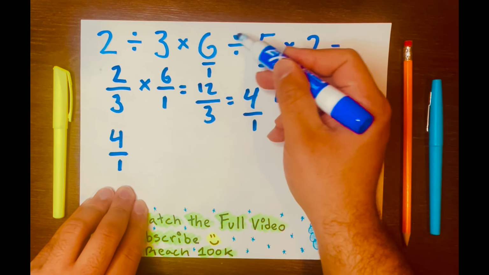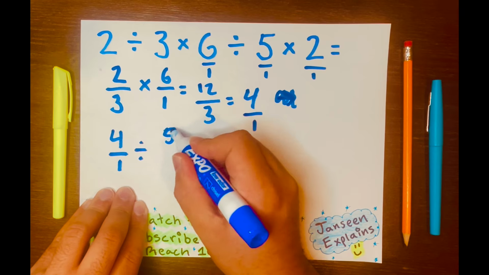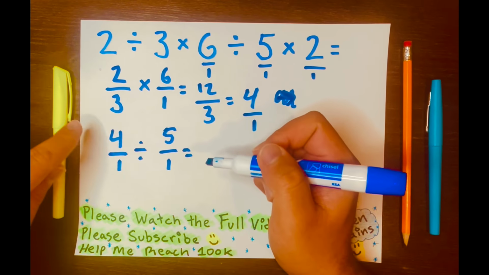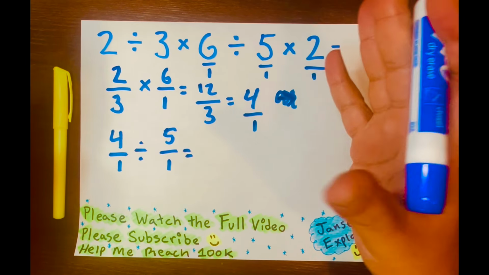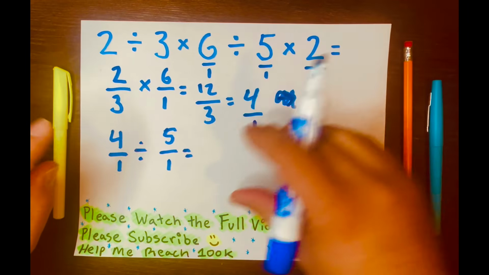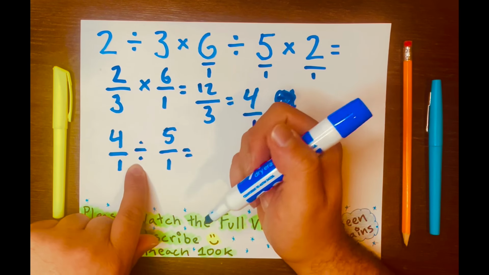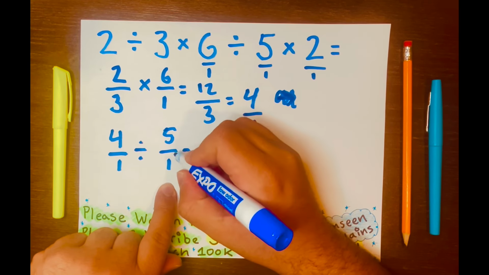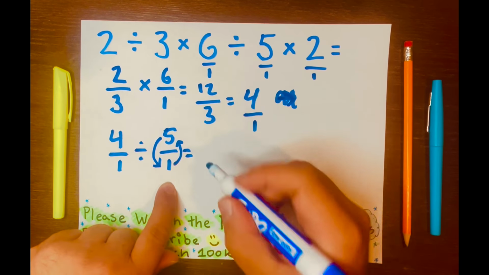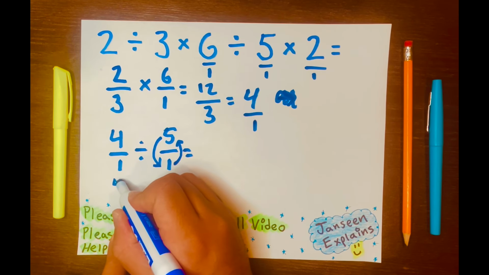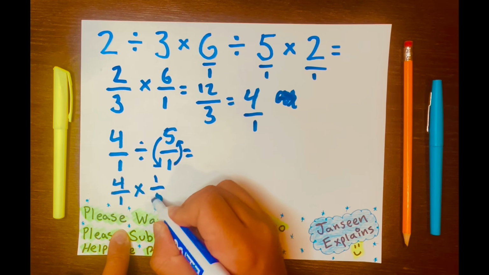And then let's bring down this division symbol down there. And now bring down the 5 over 1 equals. Now we have 4 over 1 divided by 5 over 1. And the method here is called keep, change, flip, where we keep this part, 4 over 1, change the division to multiplication, and then lastly we're going to flip this fraction. So the 1 will go on top of the fraction and 5 will go at the bottom of the fraction. So it'll be written like this: 4 over 1 times 1 over 5.